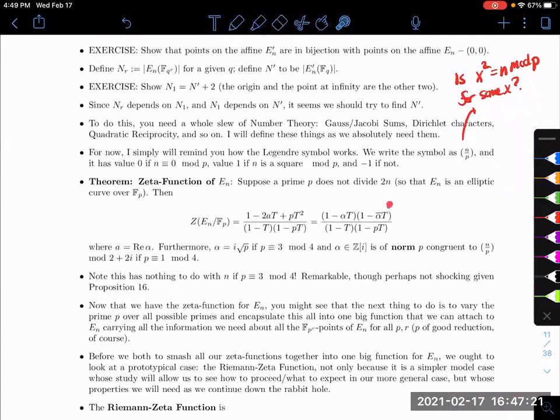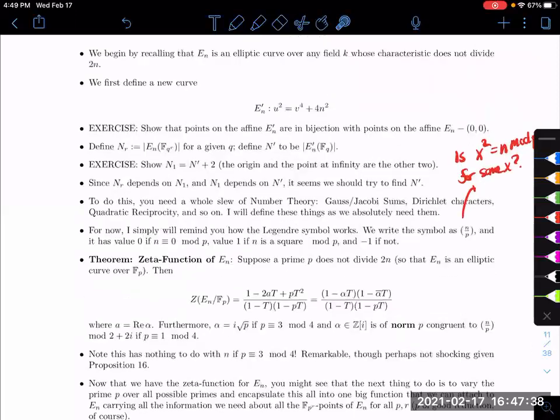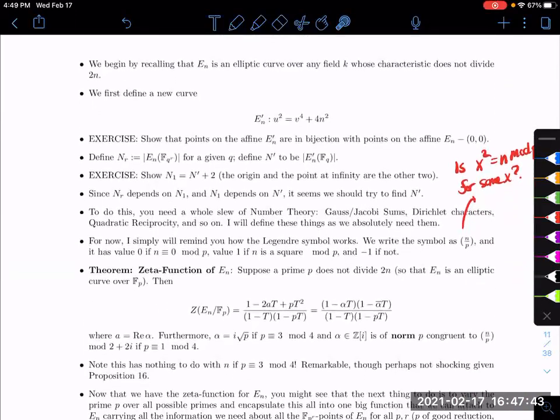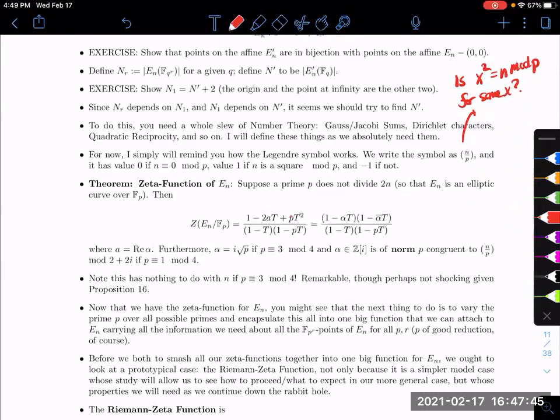And then here, you can also factor the top if you want. And when you do that, you'll get 1 minus alpha t times 1 minus alpha bar t, where this a here is, of course, just the real part of alpha. That just comes from factorizing the quadratic, okay? Something's wrong here, right? There shouldn't actually be something in front of the t here, right? I don't think so.